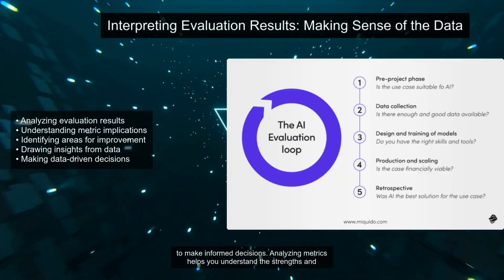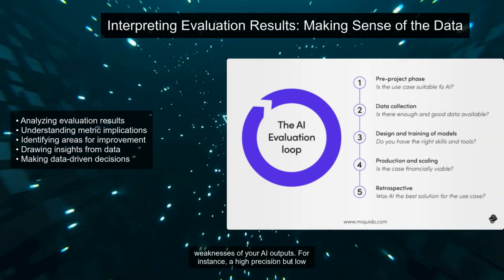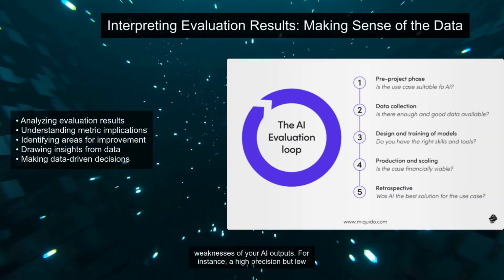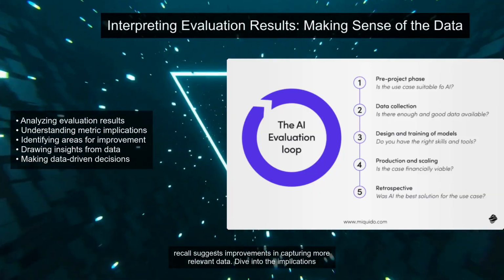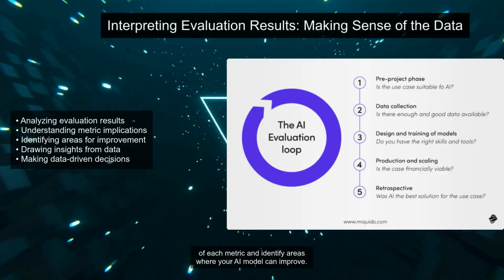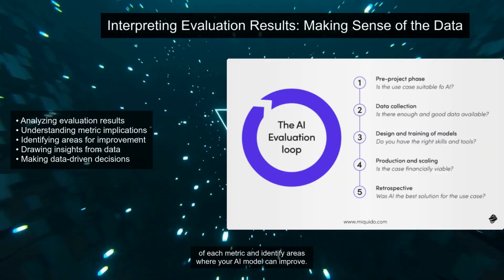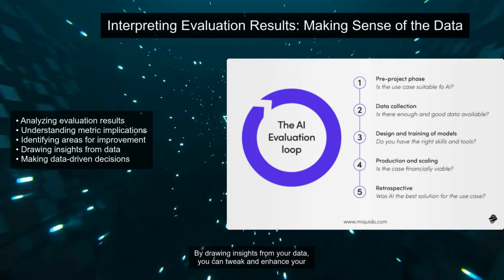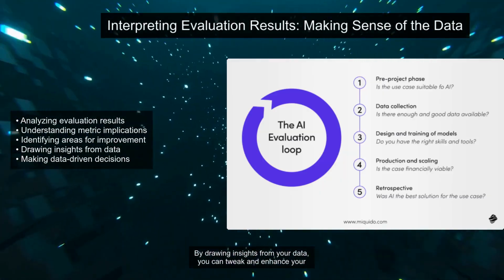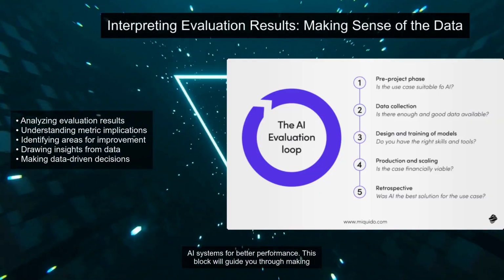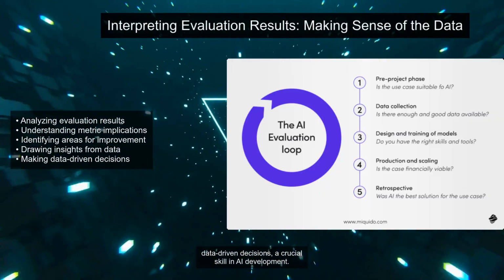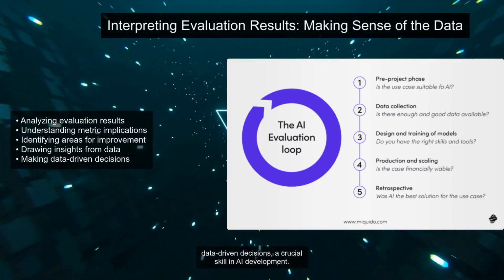Once you have your evaluation results, the next step is interpreting them to make informed decisions. Analyzing metrics helps you understand the strengths and weaknesses of your AI outputs. For instance, a high precision but low recall suggests improvements in capturing more relevant data. Dive into the implications of each metric and identify areas where your AI model can improve. By drawing insights from your data, you can tweak and enhance your AI systems for better performance. This block will guide you through making data-driven decisions, a crucial skill in AI development.